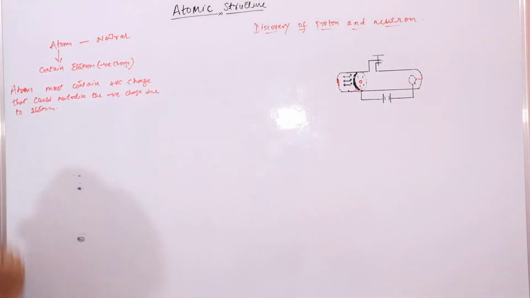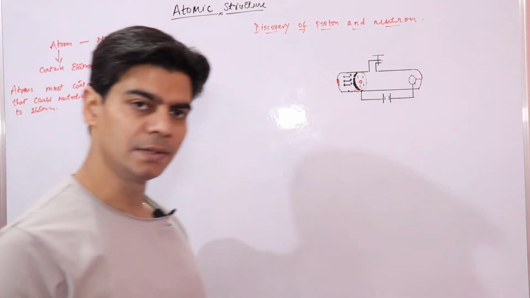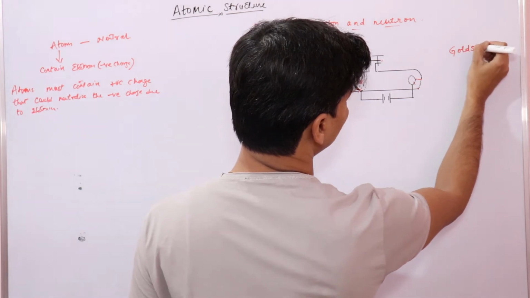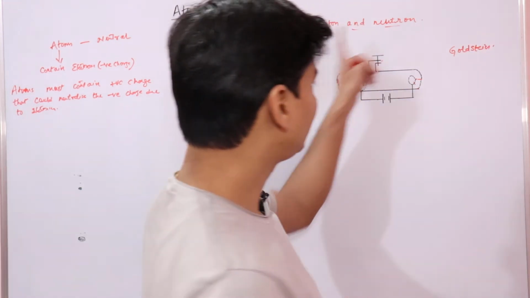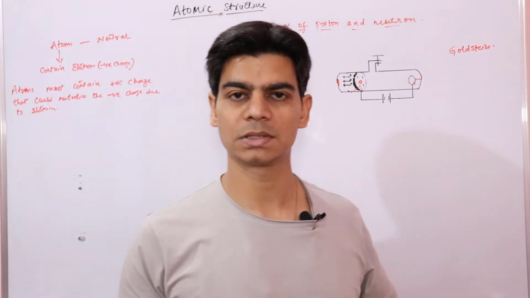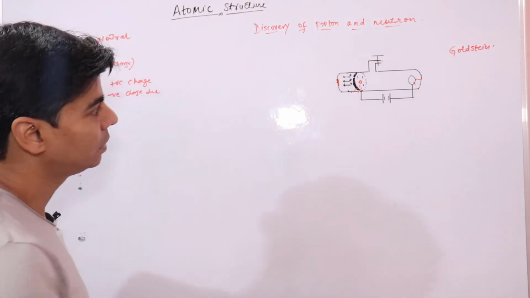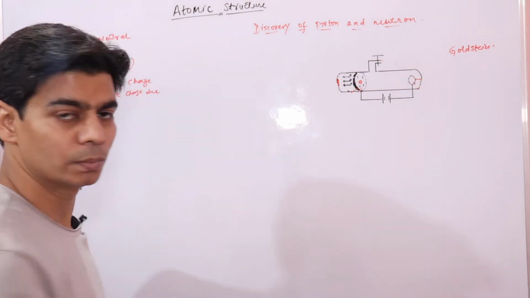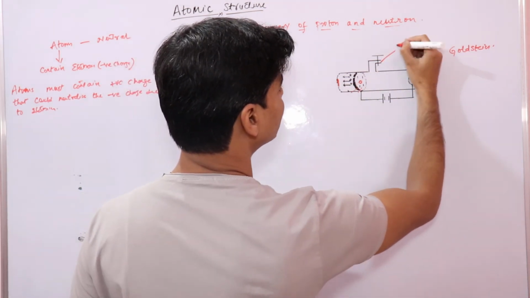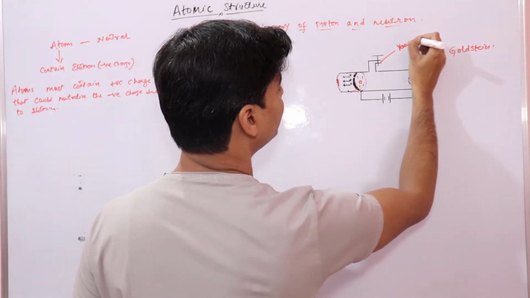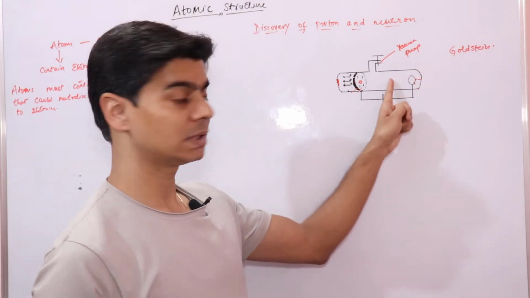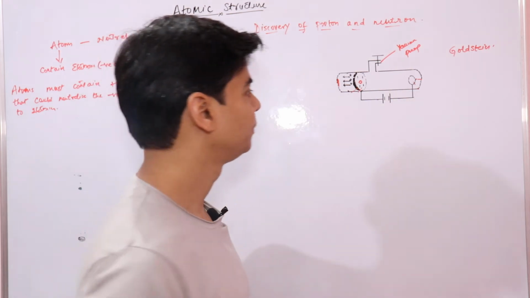So in order to prove this, Goldstein discovered protons. What Goldstein did, he repeated the similar discharge tube experiment that was done by Crookes in the discovery of electron. He took a similar discharge tube, which is connected to this side tube, and this side tube is further connected to the vacuum pump. And this discharge tube has a gas inside it at low pressure.